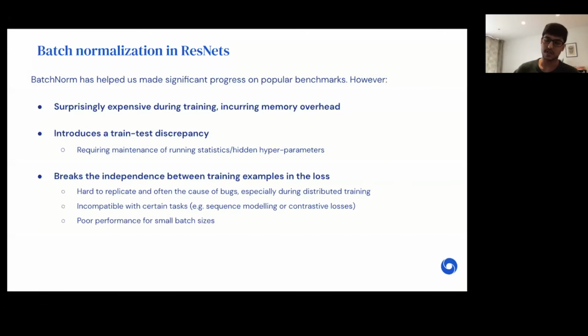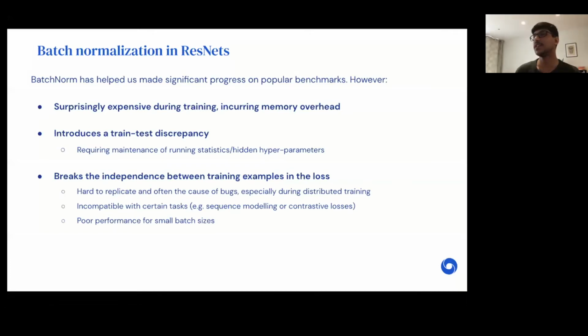And because the statistics are calculated over the batch dimension, you also get degradation in performance of batch normalization when you're using very small batch sizes, which in turn limits the maximum model size you can use with batch norm networks. So we believe that all of these limitations together would harm the long-term research progress in the community. And we would like to come up with alternatives that do not have so many limitations.